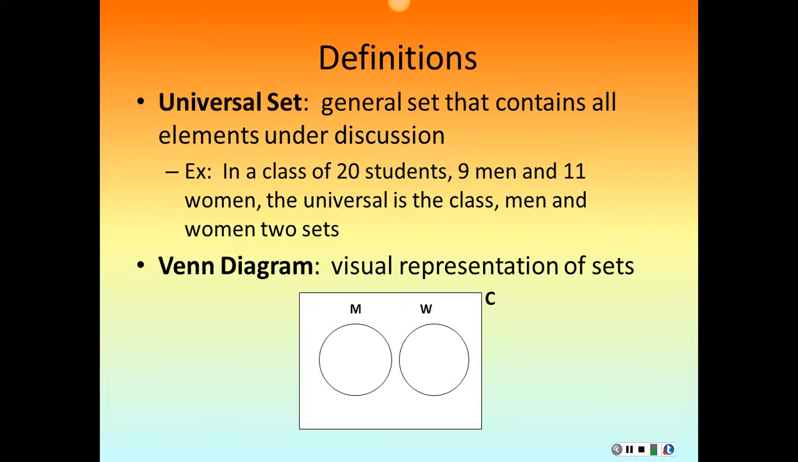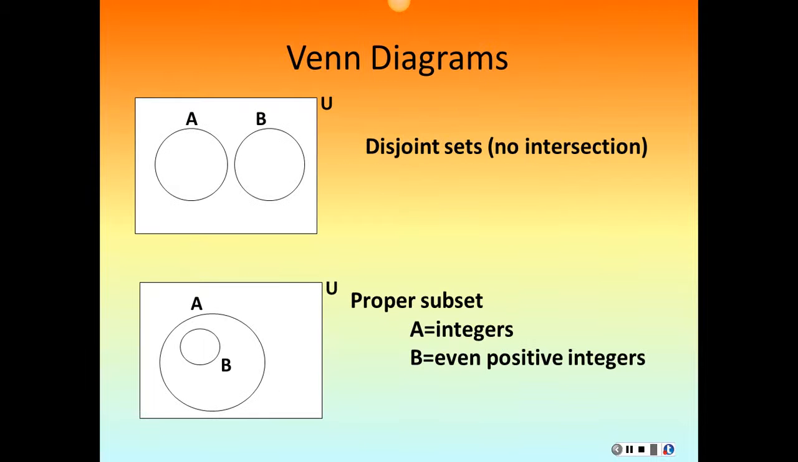So I have C, the class, being my universal, and typically the universal, when you draw a Venn diagram, is represented by the rectangle surrounding everything, because that encompasses all possible sets. So within those sets, we have men and women. And they'll be considered two disjoint sets, sets that have no overlap. So again, disjoint sets have no intersection.